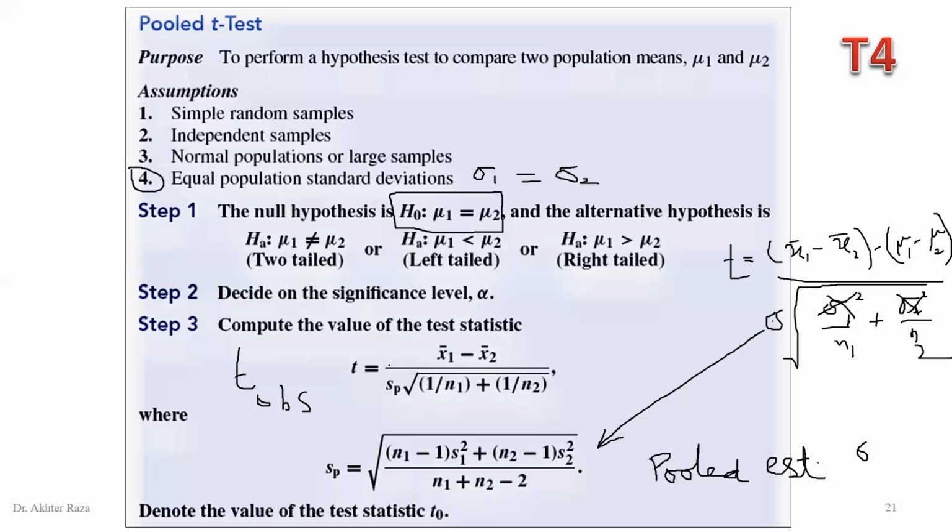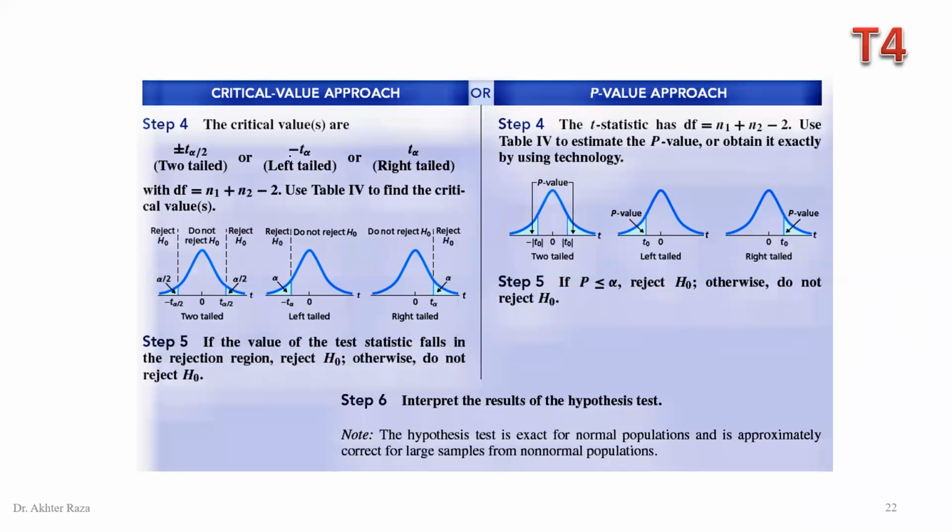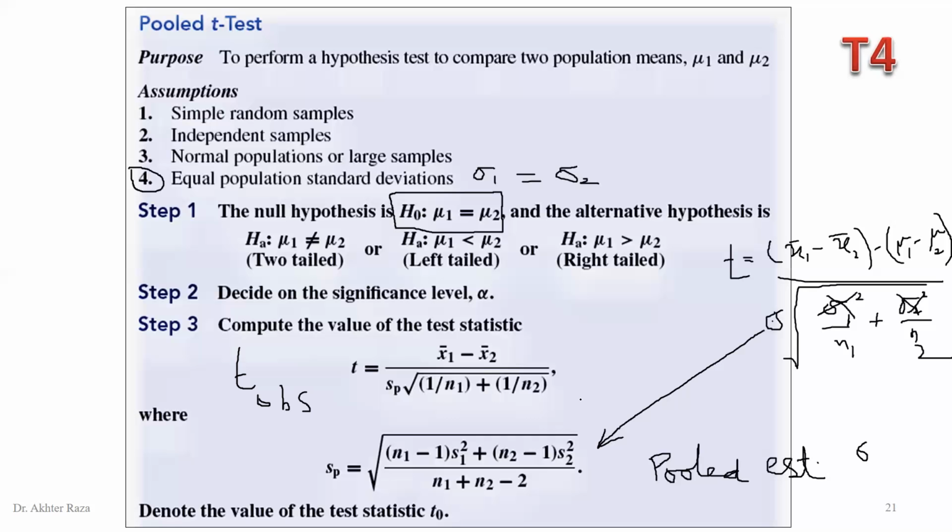Fourth step is the same. Either we can construct a critical region or we can have a p-value. If p-value is less than or equal to alpha, then reject H naught. The same criteria we have. Finally, we have to interpret the result. So this procedure is called pooled t-test.